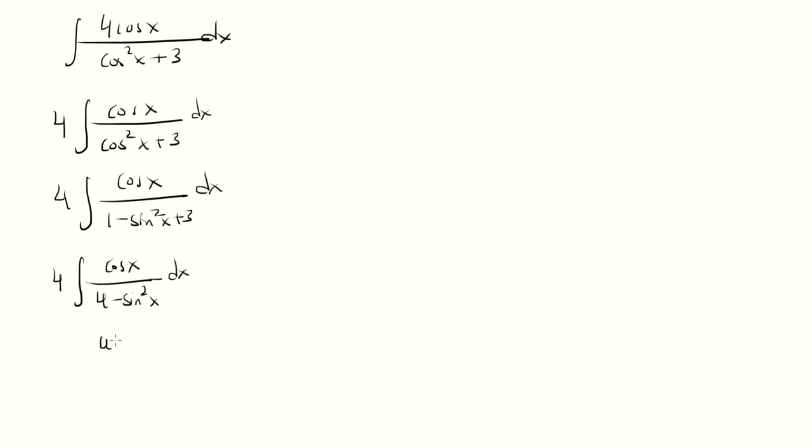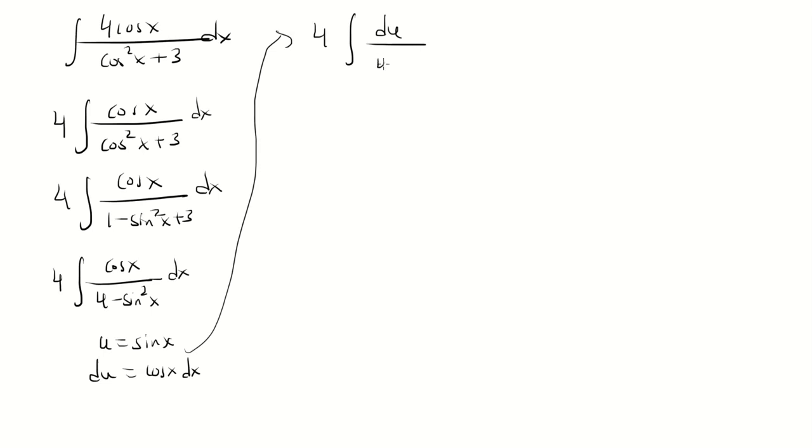And now I can make a u substitution. I'm going to let u equal sine x, so du is cosine x dx. So the 4 is outside. We have cosine x dx is du. On the bottom we have 4 minus u squared.